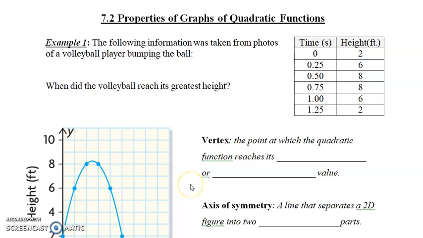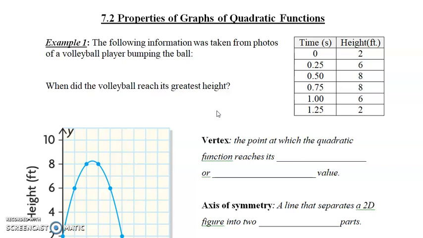Hello everybody, welcome back. Today we're looking at 7.2 properties of graphs of quadratic functions. We're going to look at example number 1. It says the following information was taken from photos of a volleyball player bumping the ball. When did the volleyball reach its greatest height?